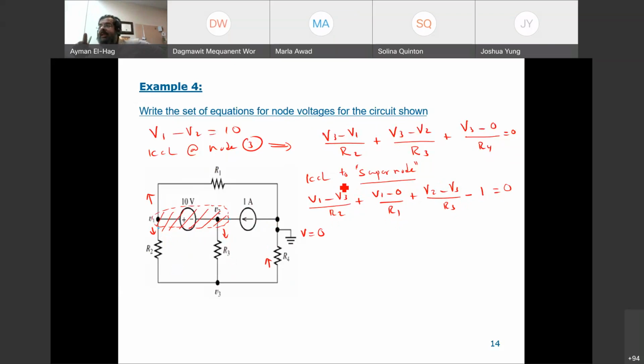I will address the question of one of you guys asking me about the supernode. Is it included in the midterm? We will talk about all this at the end of the lecture.